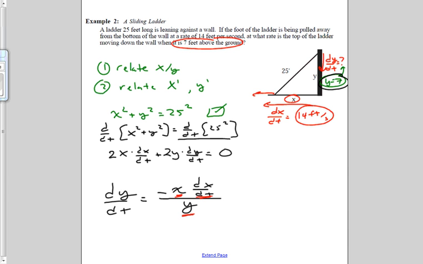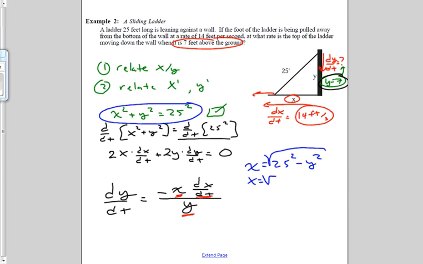Well, I have a relationship between x and y, this relationship right here. I know that when y is 7, if I solve this equation, x equals the square root of 25 squared minus y squared. So x is going to be the square root of 625 minus 49. Let's just leave it in square root. This is the square root of 576.